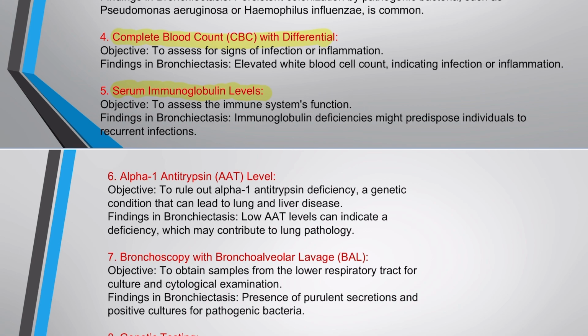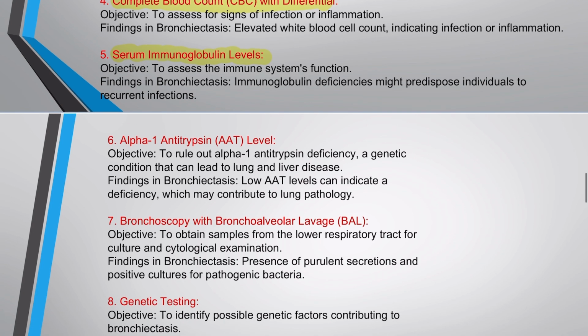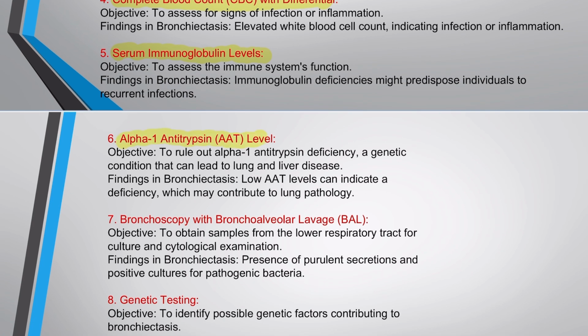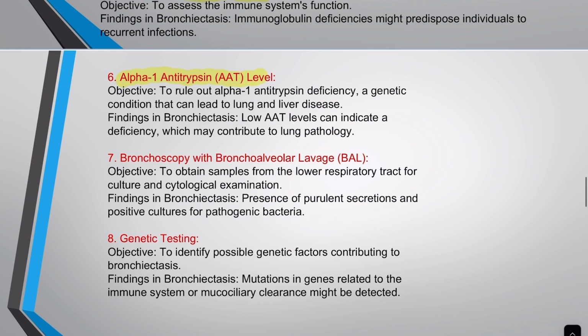In bronchiectasis, immunoglobulin deficiencies might predispose individuals to recurrent infection. Alpha-1 antitrypsin level, if relevant, if we want to rule out alpha-1 antitrypsin deficiency: a low alpha-1 antitrypsin level can indicate a deficiency which may contribute to lung pathology. Remember, alpha-1 antitrypsin deficiency is also one of the causes of bronchiectasis.